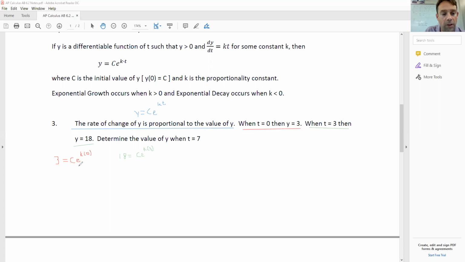So if I'm solving that system of equations, k times 0 is 0, so I get 3 equals c e to the 0. And anything to the 0 power is 1, so 3 equals c times 1. So 3 equals c. That's the initial value. And then I can plug it in to the c in my other equation to try to figure out what my k value is.